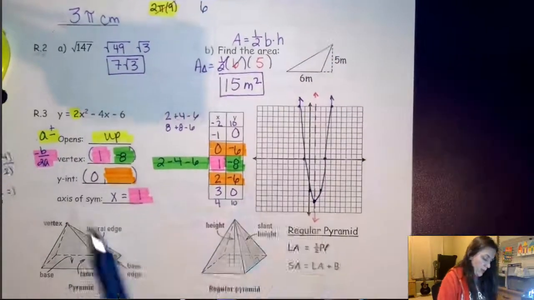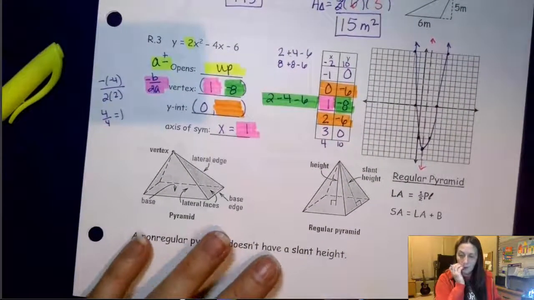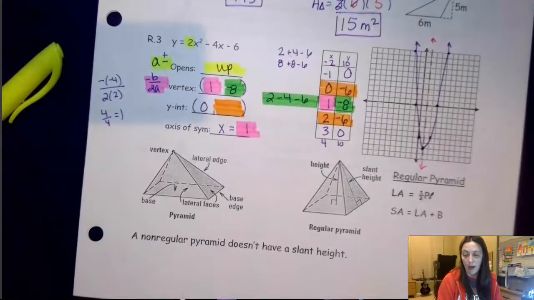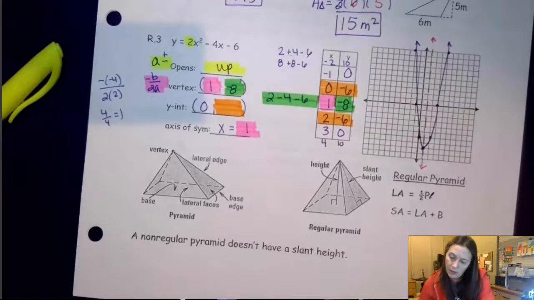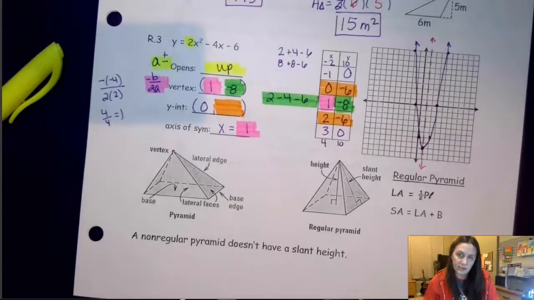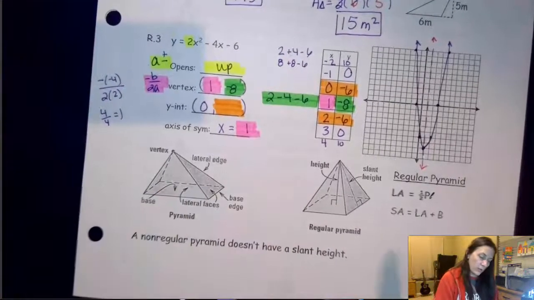There you go. Okay, so our new notes for today, we're going to talk about surface area of pyramids and cones. So I think, what did you do yesterday? Surface area of right prisms and cylinders. So this is going to be similar to that, but a little bit different because they're slanted.